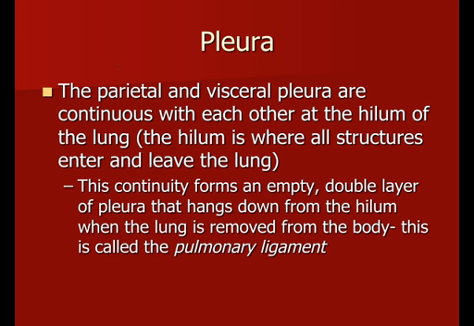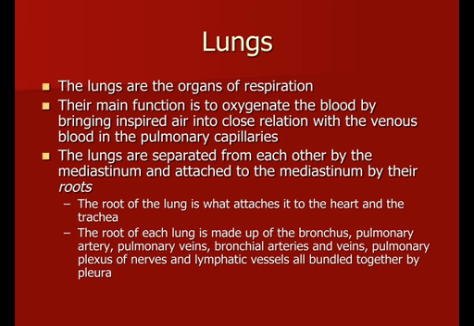Okay, so the parietal and visceral pleura are actually continuous with each other at certain points. So at the hilum of the lung, which is where all the structures enter and leave the lung, right? And this continuity forms an empty double layer of pleura that hangs down from the hilum when the lung is removed from the body. This is called the pulmonary ligament, which you should be able to see when we dissect.